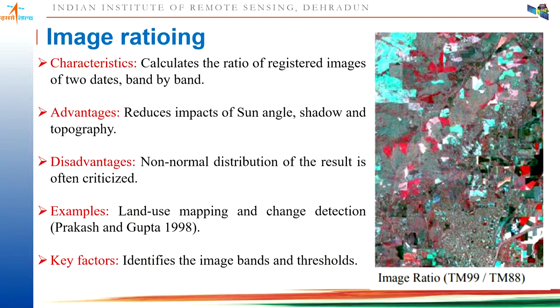So it calculates the ratio of registered images of two dates band by band. The advantage of this technique is that it reduces the impact of sun angle, shadow and topography. The disadvantage is that the non-normal distribution of the result is always criticized. Because ratios generally highlight some areas, and because we are using only two bands, it may have an effect on other areas. In 1998, Prakash and Gupta published a paper on land use mapping and change detection using image ratioing.